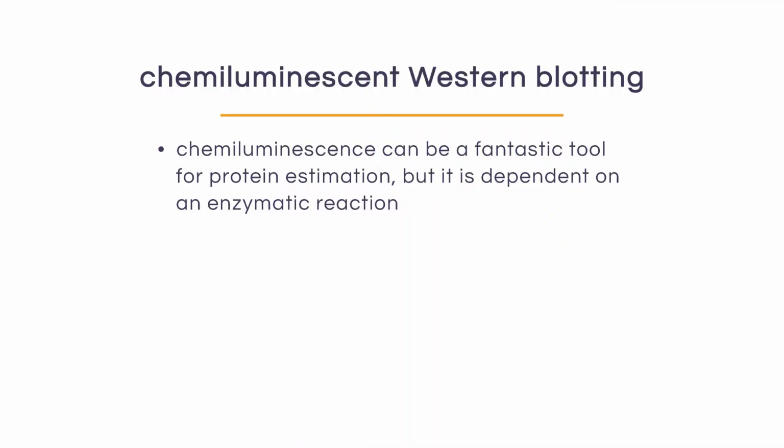Now that you know all there is to know about chemiluminescent Western blots, let's try and summarize some of the most important points that we covered throughout this course. First, remember that chemiluminescence can be a fantastic tool to try and estimate how much protein is present on a Western blot. However, you're always going to be depending on an enzymatic reaction that is changing through time. So it may be a little bit of a challenge to be quantitative when we're doing chemiluminescent Western blots.